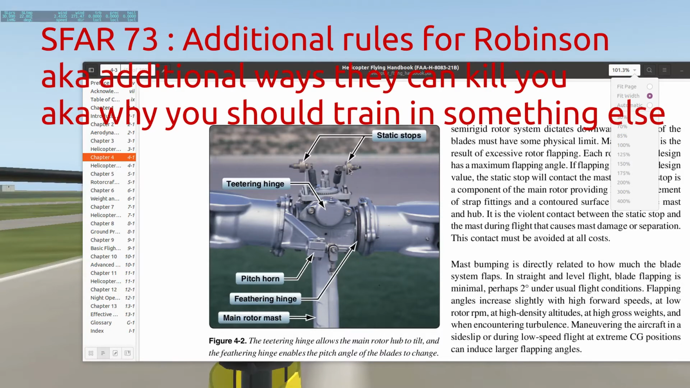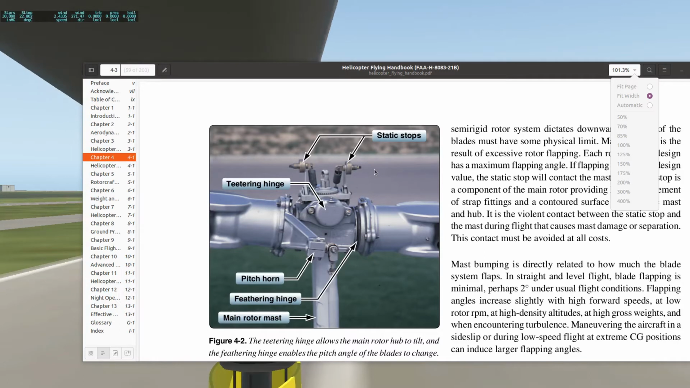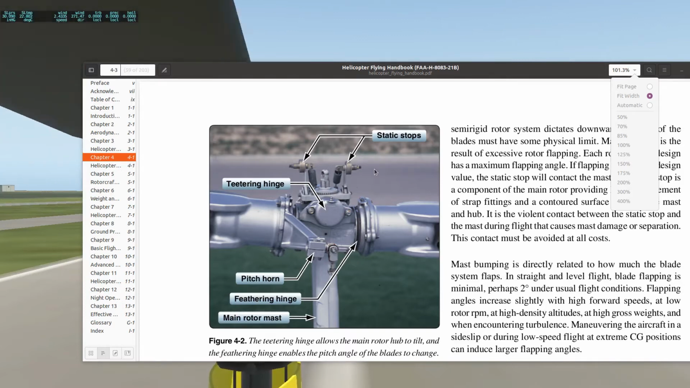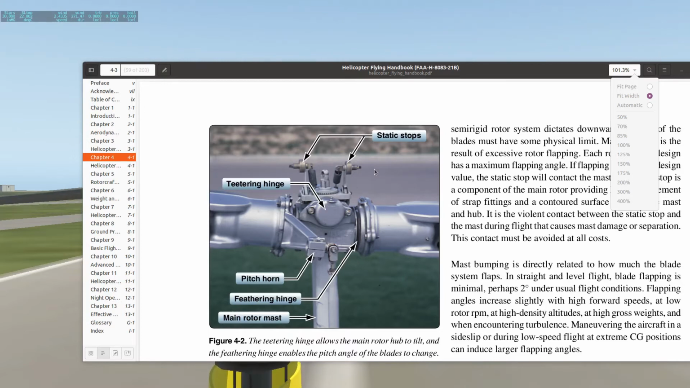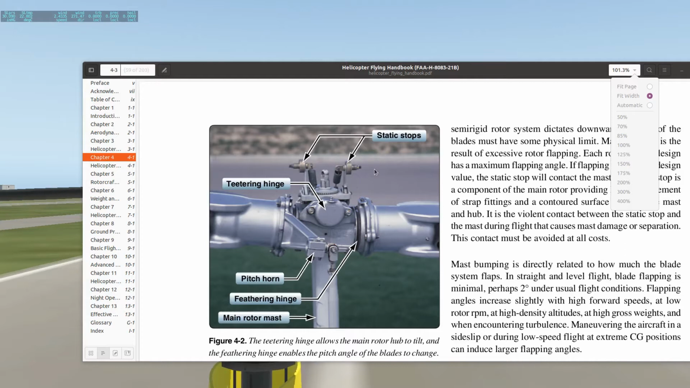Now, as you're probably aware, the Robinsons have their own special FAR, SFAR 73, which is all about the additional ways that a Robinson can kill you. And a lot of that revolves around the rotor system that is used in the Robinson. It's a two-blade, semi-rigid, underslung system. It is also very low inertia. And those two things combine so that you have to give them proper respect, or you can get into some pretty bad situations, including ones where you end up chopping off your tail. And that's not great. There's other situations where you can end up losing your entire main rotor, and that's probably even worse. So how does that happen?